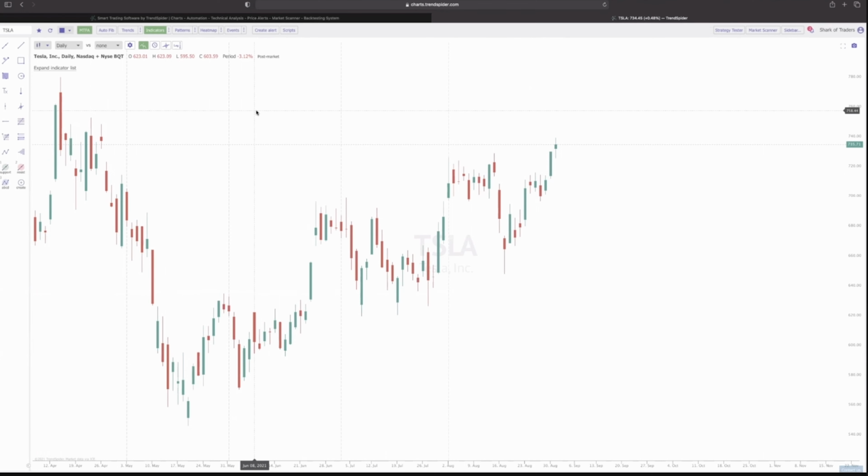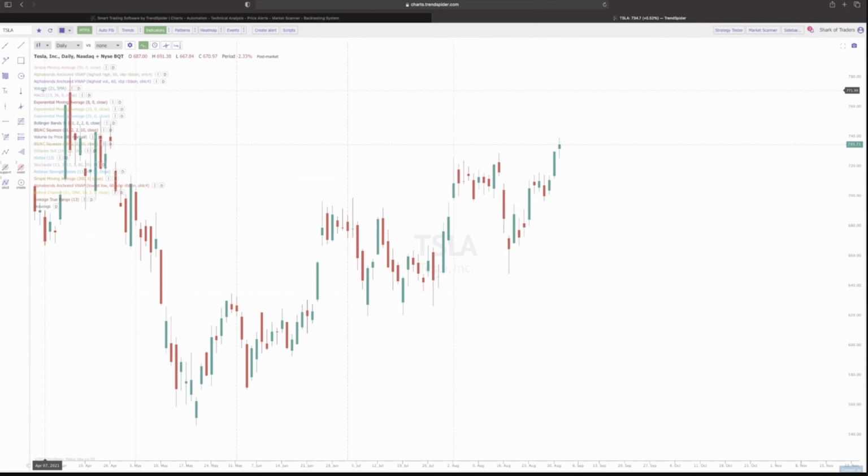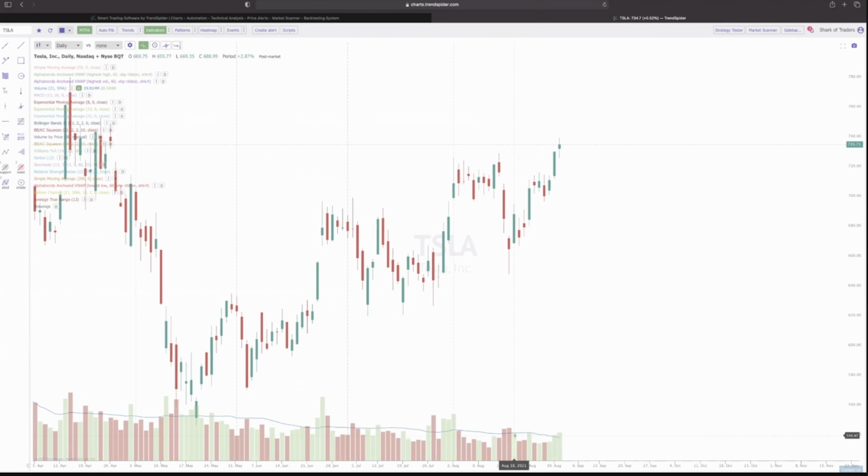Something that I found worked for me, though it's not really my own strategy, was a correlation between volume by price, or a volume histogram. You need to have volume, and I also have a simple moving average of the volume. So we're going to have that as our daily. We're going to bring that down.